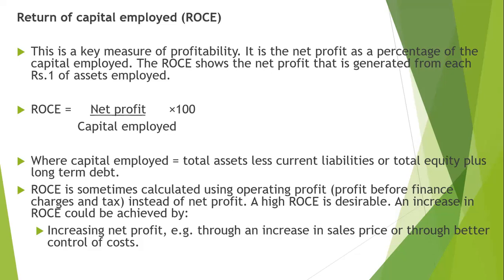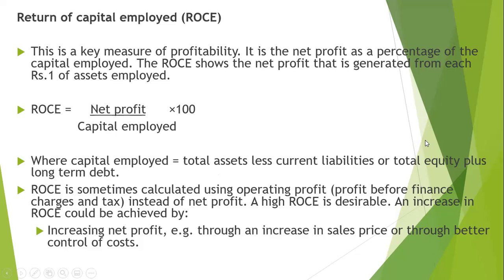So there is no harm in saying the asset because I explained the rationale. You are acquiring most of the assets, especially the non-current assets, through the money that you have raised. So the capital employed represents the money that you have raised, and therefore it's more or less equal to the assets of the entity. So it's net profit divided by the capital employed, where the capital employed equals total assets less current liabilities, or total equity plus the long-term debts, or what we call the non-current liabilities.